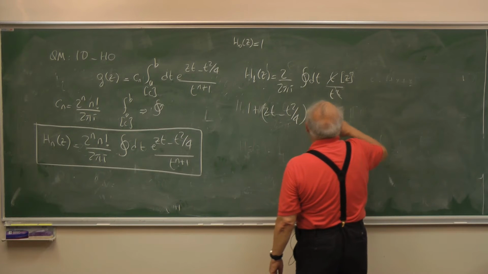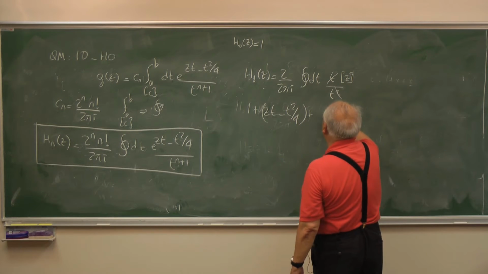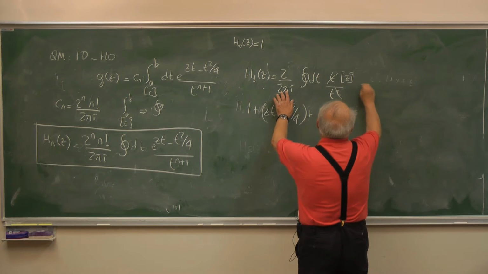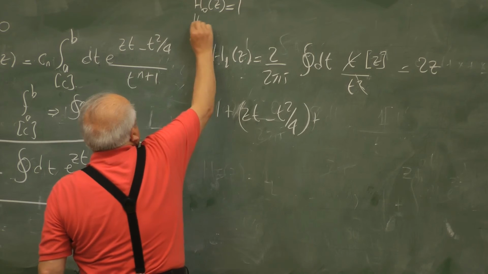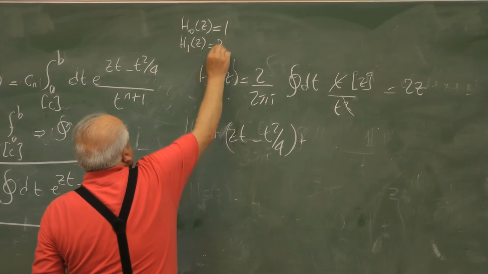So this is like 1 over t, so this gives me 2 pi i. This knocks it off, so it is 2z. So h1(z) is equal to 2z.